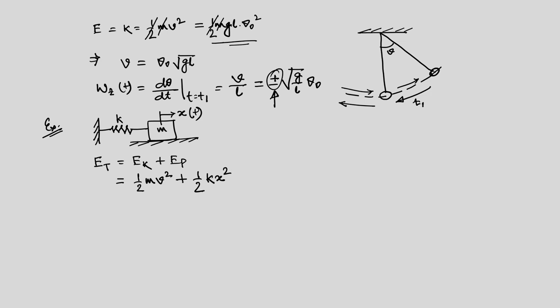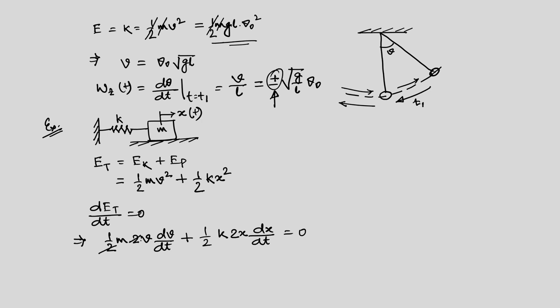Now, again in this case there is no non-conservative force acting, and then we can differentiate total energy with respect to time, and because it is constant, there is no non-conservative force or damping force, this term will be equal to 0. So, what we have is half mass times 2V dV dt plus half k 2x dx dt is equal to 0.